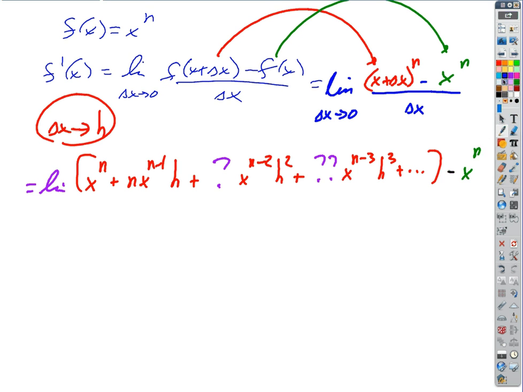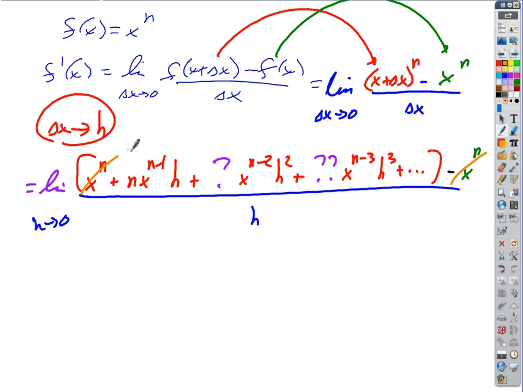So then minus x^n, over h as h goes to 0. Okay, well, I don't really need to have brackets around this because there's nothing to distribute, right? Everybody agree? So do any terms disappear? Yes. Everybody see that? So look, the x^n's are going to go away. Now, what do all the other terms have in common? An h. We can factor an h out, right?